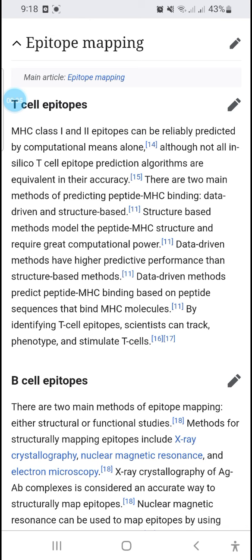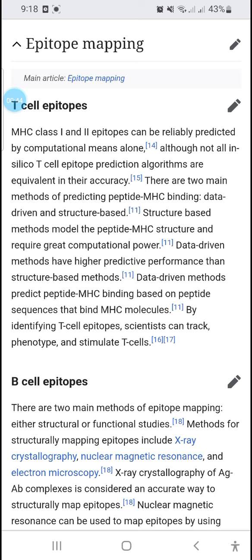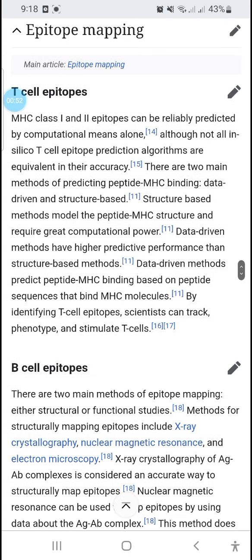There are two main methods of predicting peptide MHC binding: data driven and structure based. Structure based methods model the peptide MHC structure and require great computational power. Data driven methods have higher predictive performance than the structure based method.